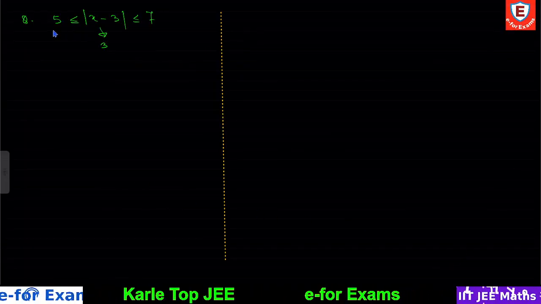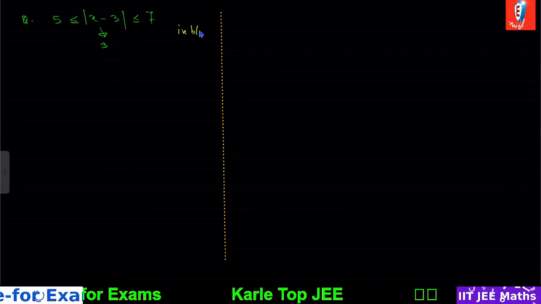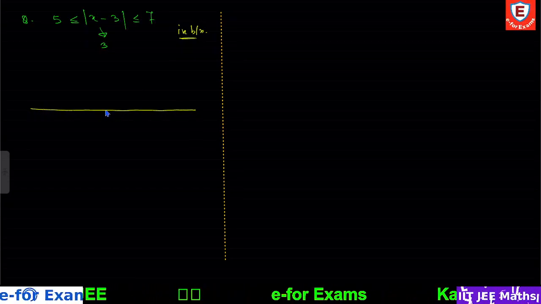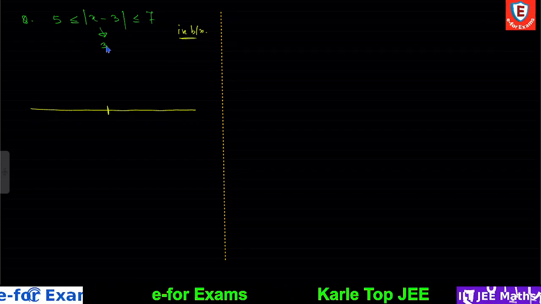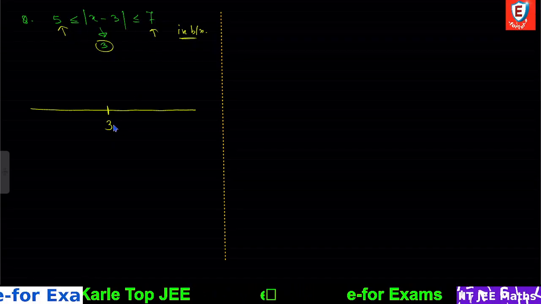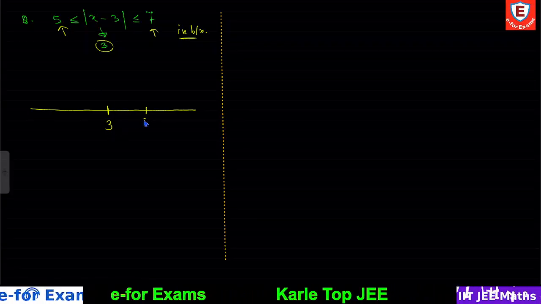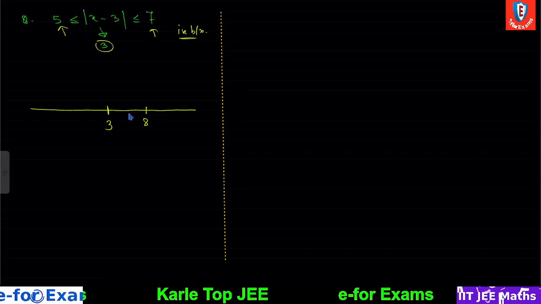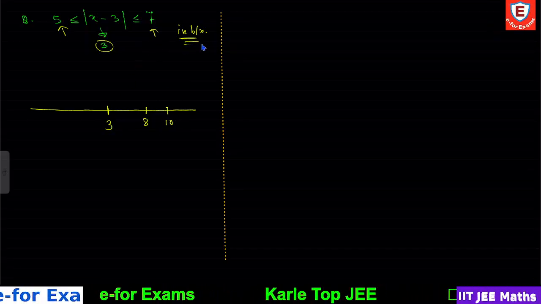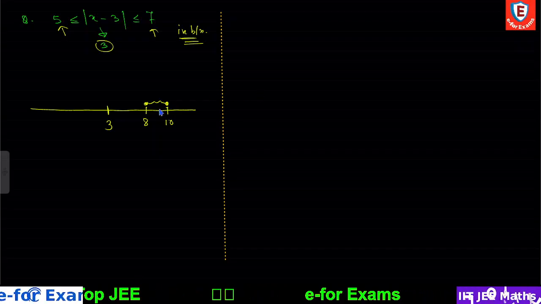Here it is a less than x less than b form, so x will be in between. Let's find out the points where x lies. Here according to this, 3 is the critical point. So on the right side we have to go 5 and 7 from 3. If you go 5 towards the right, 3 plus 5 is 8. Again 3 plus 7 is 10. So x must be in between, so x lies between 8 and 10.